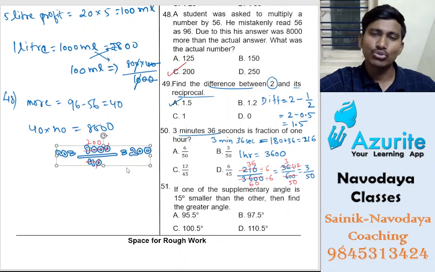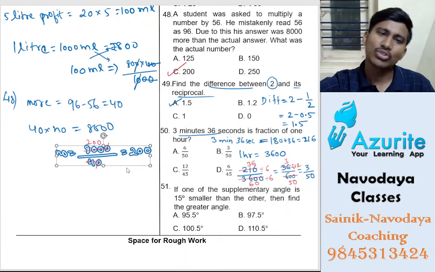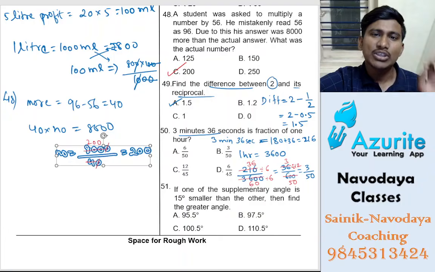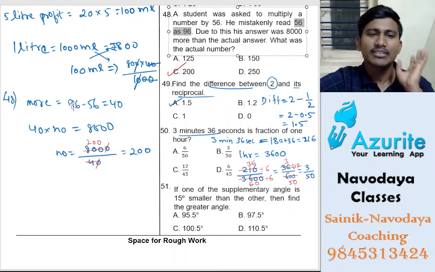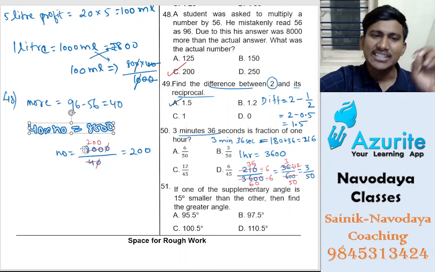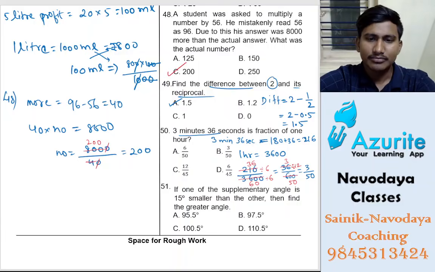Understand? That is how you have to do. You can do with options also, but it will take lots of time. Remember this, okay? First, they have given more. If more, you just minus these two numbers, that is 56 and 96. You will get an answer. That answer you should divide, and you will get the answer, okay?